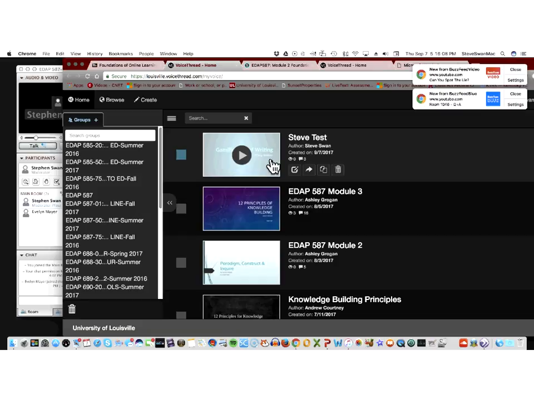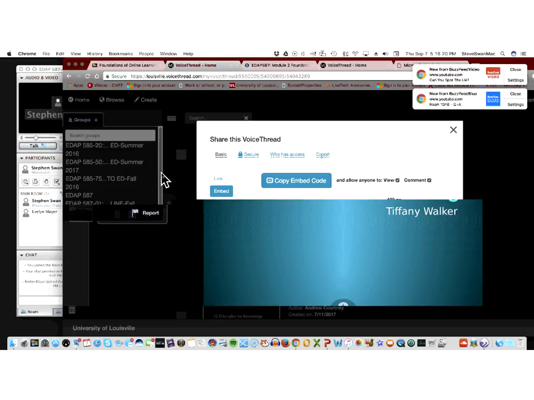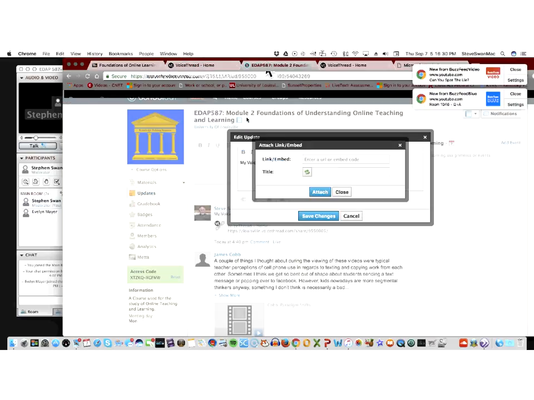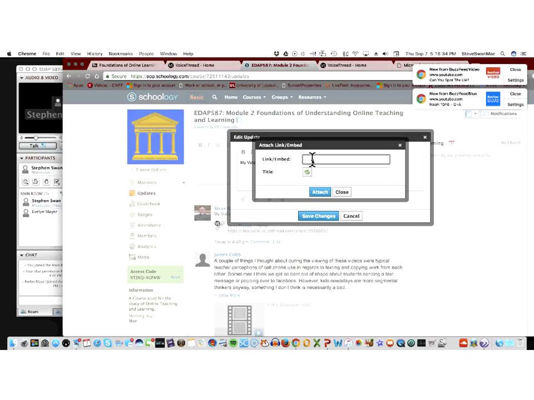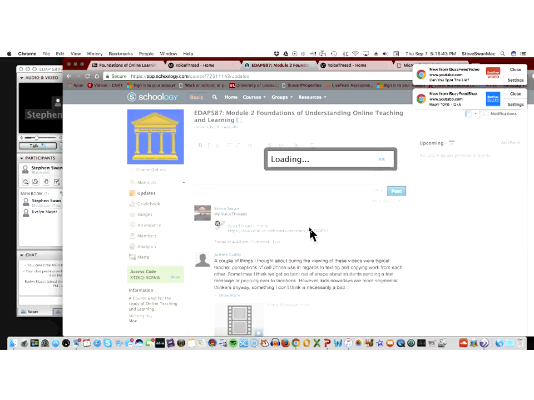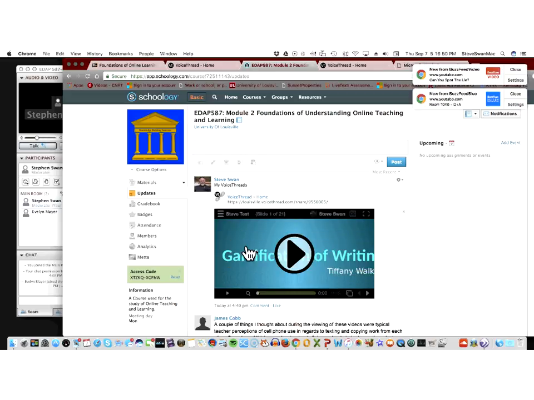There it is. So I'm going to go ahead and start this one. And I'm going to embed it. And I'm going to copy the embed code. Now, if I go to our Schoology course, let's see what happens if I paste that in. Title, test, attach. And I'm going to save the changes. Well, some gun that does work. That's good to see. So either way will work.